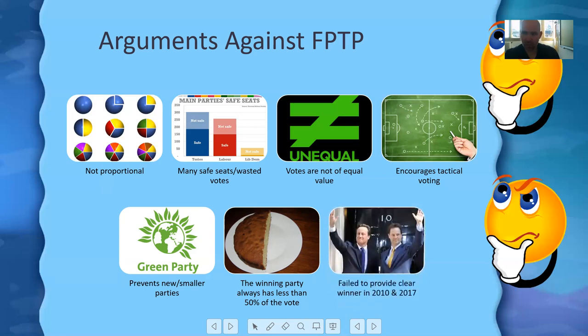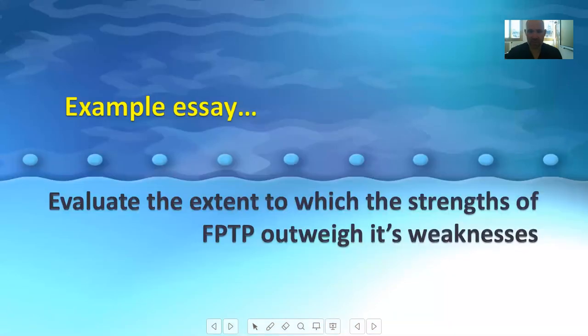And does it always provide strong and stable government? We didn't have a clear winner in 2010. We ended up with a coalition. We didn't have a clear winner in 2017. And even in 2015, and to an extent in 2019, the majorities are relatively small. You saw in 2015, the Conservatives only had a few seats over. Boris Johnson has more, to be fair. But have we now entered a new era where actually first past the post no longer delivers strong and stable government? That's up to you, and to gaze into your crystal balls and make that case.